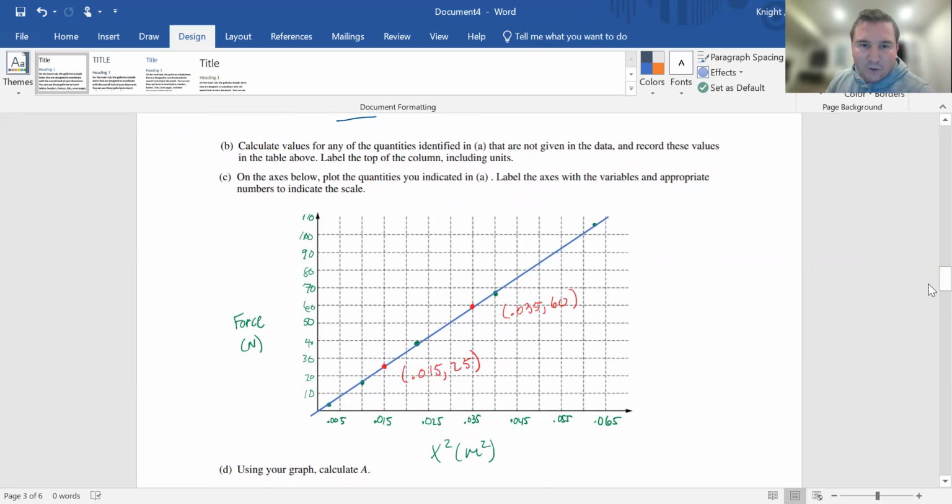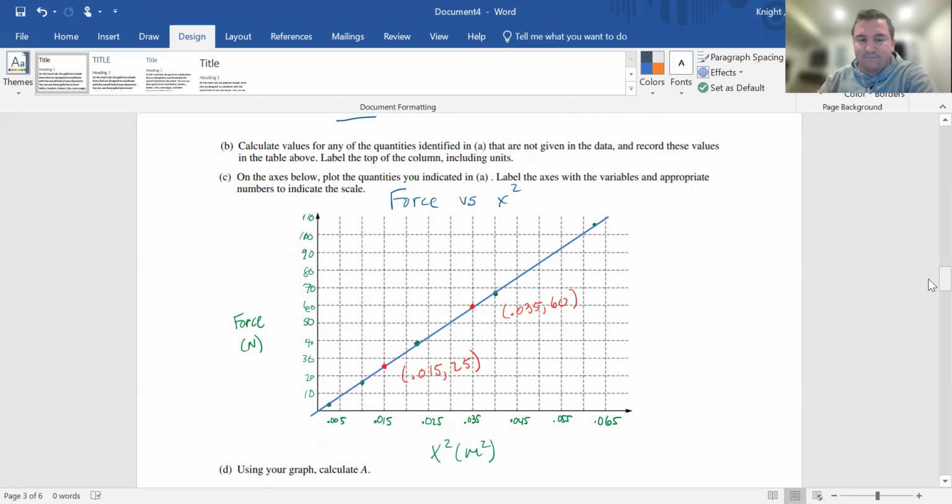On the axes below, plot the quantities you indicated, label the axes, and use appropriate numbers to indicate the scale. So you can see force in newtons, x squared in meters squared. I've got my line of best fit in there. I've got my green points that were the points in the data table. And there's my graph. It doesn't say a title, but I guess I could have put a title, force versus x squared, if I wanted to. It doesn't ask for that though. Maybe we don't need a title.